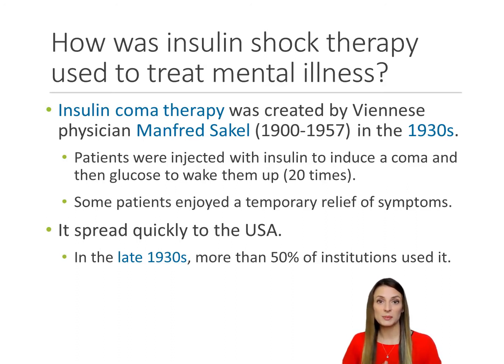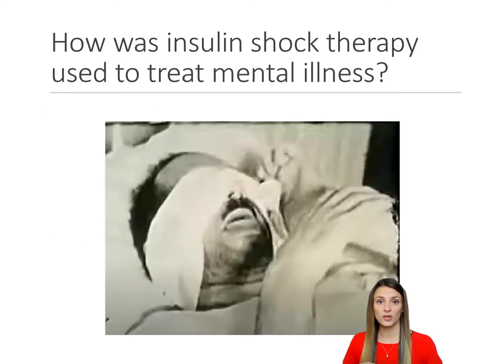Eventually, after doing this about 20 times, his patients reported some symptom relief. Unfortunately for the patients, this relief was only temporary. Despite this not being a long-term solution, it spread quickly to the United States. In the late 1930s, more than half of mental illness institutions used insulin shock therapy. In this short video clip, you will see a patient undergoing insulin shock therapy.